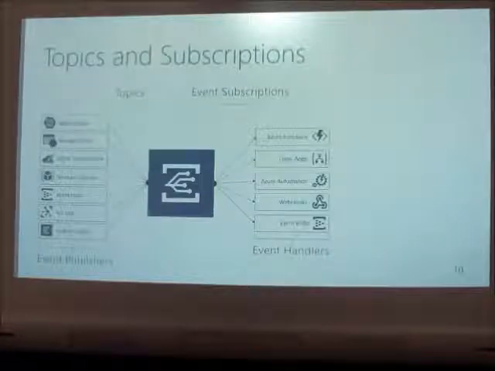So we look at this diagram here. On the left here, we have all our event publishers. So we have all the Azure specific: blob storage, subscriptions, resource groups, event hubs, IoT, and then custom topics is where you create your own topic. Then we have event subscriptions on the right. So this is where, based on that event, you can redirect it to an Azure function. You can send it to a logic app. You can run Azure automation on it. You can send it to an external webhook. Event hub, so there's all kinds of different event handlers you can leverage for this.